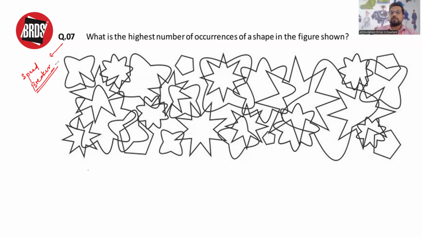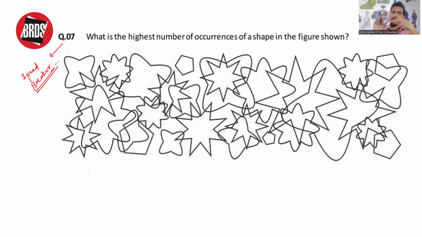They have said, what is the highest number of occurrence of a shape in the figure shown? The question could have been, what is the number of unique shapes? Or how many times a particular shape is repeating? But there are multiple shapes. If you have analyzed this figure correctly, there are a total of 4 different shapes: a kind of star, a kind of ninja blade, another star shape, the 8-sided one, and the pentagon shape. So you will have to do the counting of all 4 of them, how many times they are appearing in this figure. That's why I call this a kind of speed breaker question.